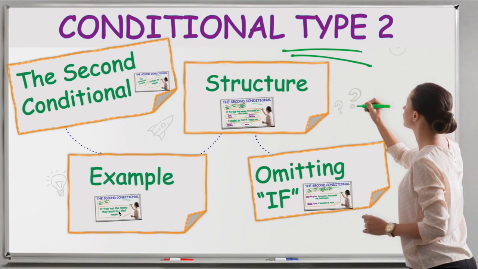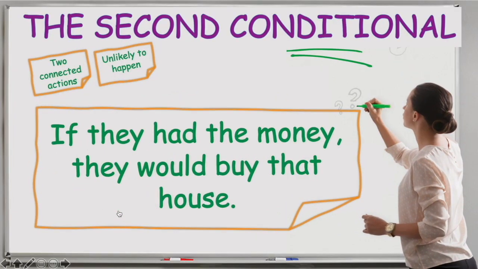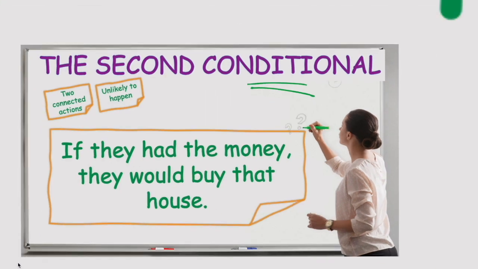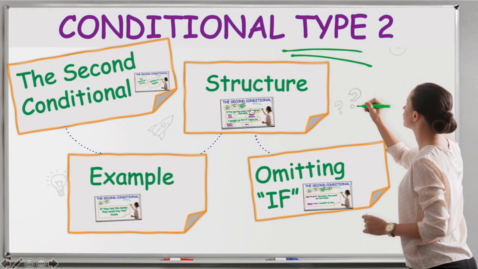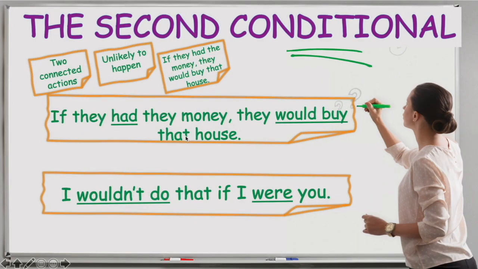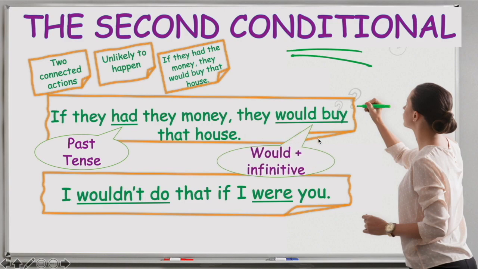Let's consider an example. If I say, if they had the money, they would buy that house. What I imply is that they don't have the money, so they cannot buy that house at this time. Now, let's zoom in on the structure a bit. It's quite specific. So after if, we use the past tense, and in the main clause, would plus infinitive.